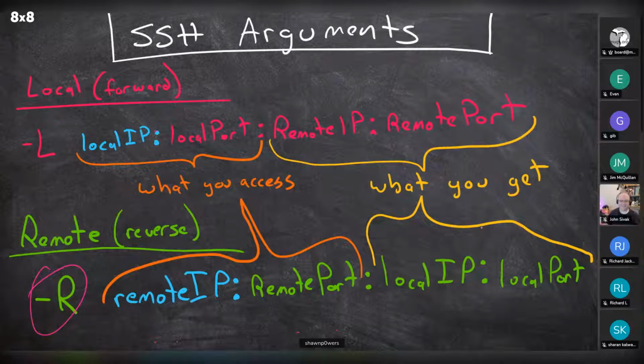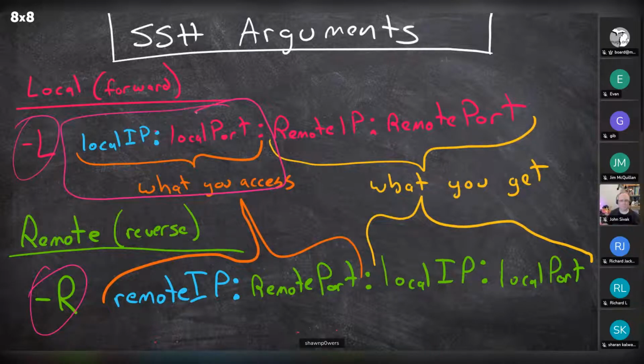But the important thing is that when you set up a tunnel, whether it's local or remote, the first section is what you access, like the stuff that you're accessing. So again, it's a local tunnel. So it's the local computer, but the local IP address and the local port. And then the second half is what you get, like what it connects to on the other end. And it's going to be remote IP and remote port in the case of a local tunnel.